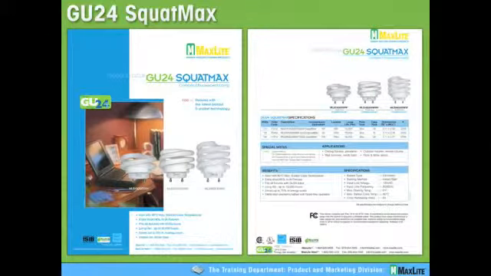Another GU24 category is the Squat Max. Notice the very short size, low profile. The 13 is the shortest 13 watt CFL GU24 in the market. What these products are really designed for are outdoor fixtures as a downlight because they're so shallow. You don't actually see the light source and it casts a beautiful warm light. Also for ceiling fixtures where there's no shadow.